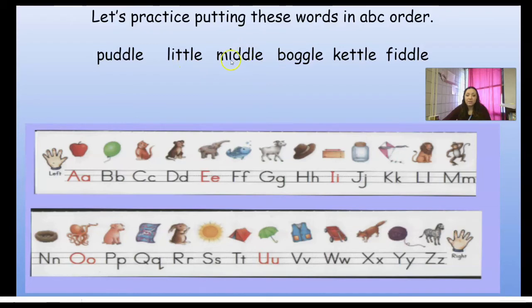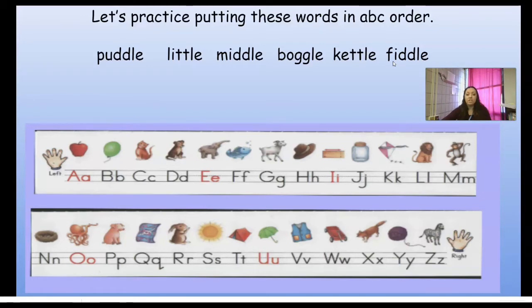DLE, so break it apart, so middle, middle. GLE, so break it apart, boggle, boggle. And then TLE, so break it apart, kettle, kettle. And then DLE, fiddle, fiddle. So puddle, little, middle, boggle, kettle, and fiddle. Very good. All right. So which one of these words will we start with?